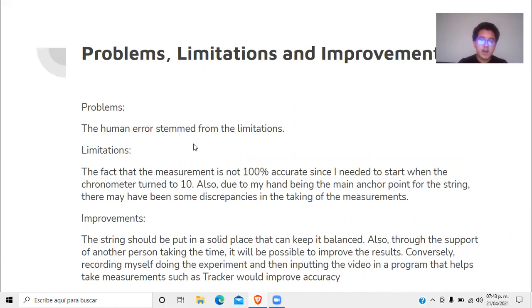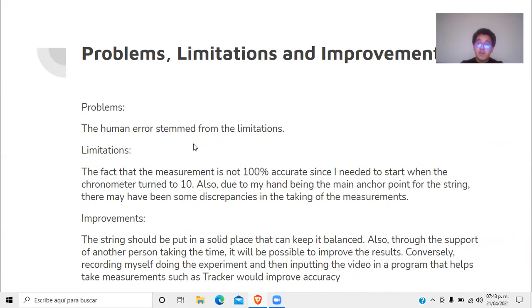Mainly the improvements that I thought about is that the string should be put in a solid place that can keep it balanced. Since my hand is the anchor point, as already said, maybe my hand was moving, which ultimately affected and impacted the result. So figuring out a way to keep the string in a point that doesn't move will improve the accuracy of the experiment.